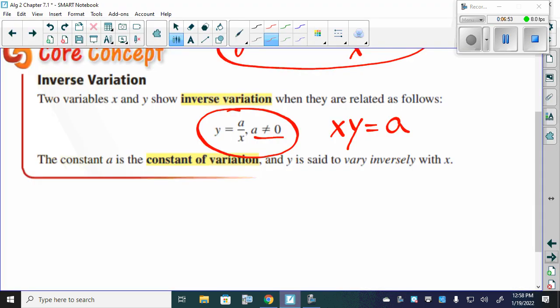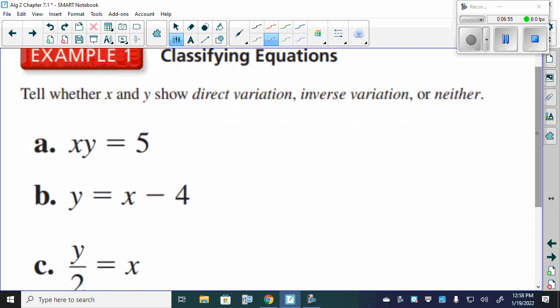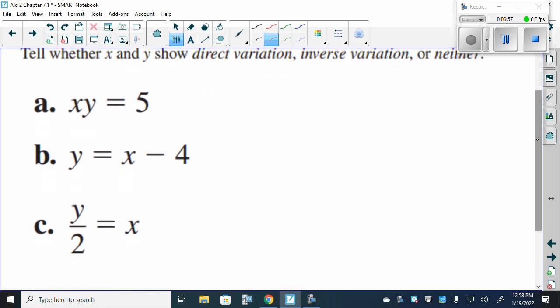So we have this inverse variation. And what we want to do is look at these equations here and see, are they direct or inverse variations? Or they could be neither. So when we look at these three here, x times y equals 5, would that be direct, inverse, or neither?